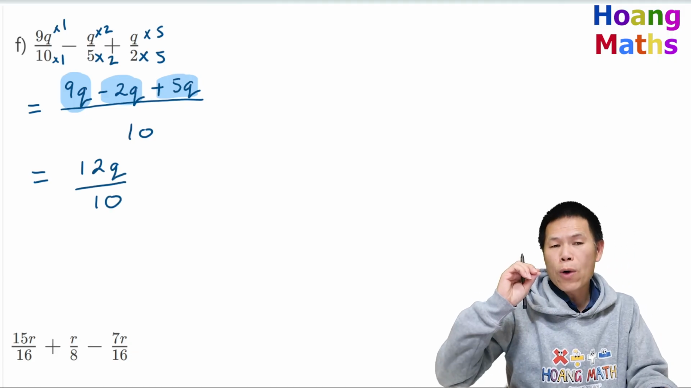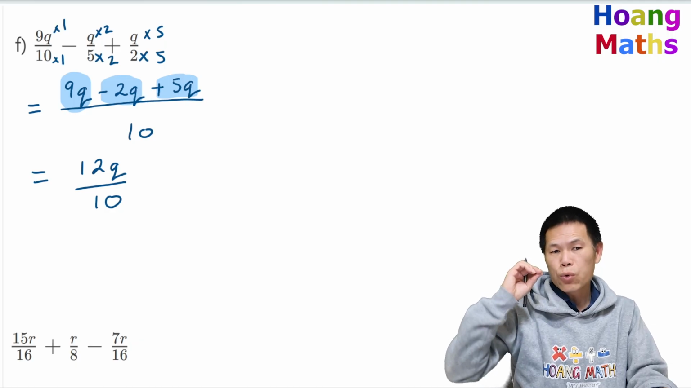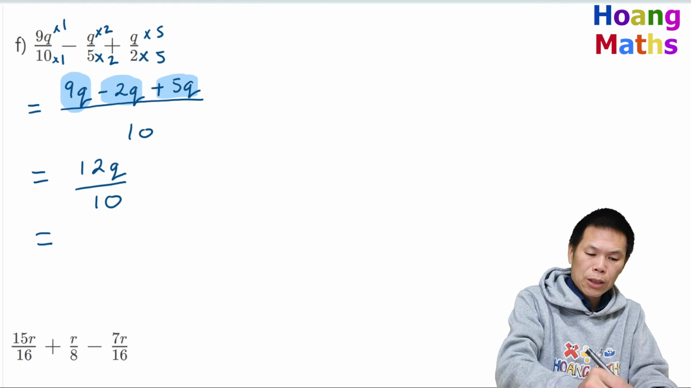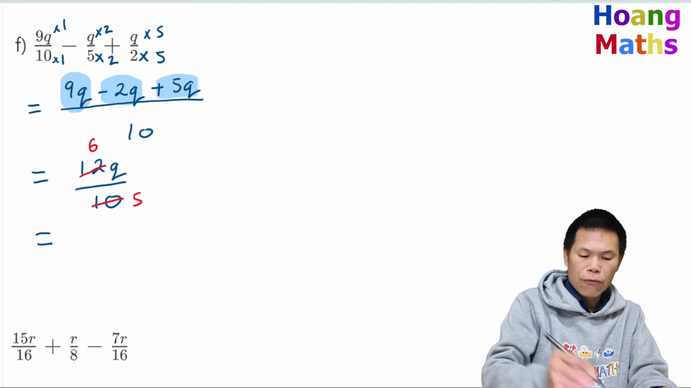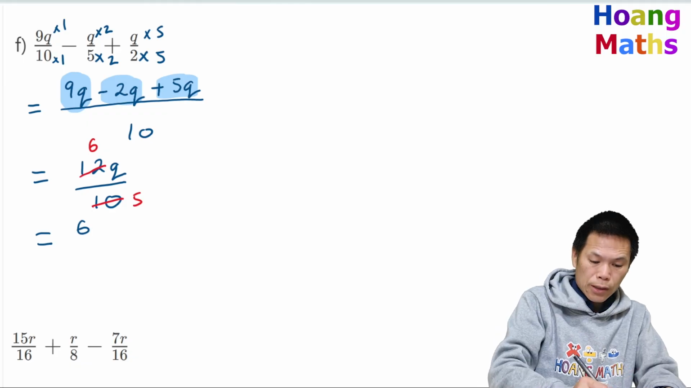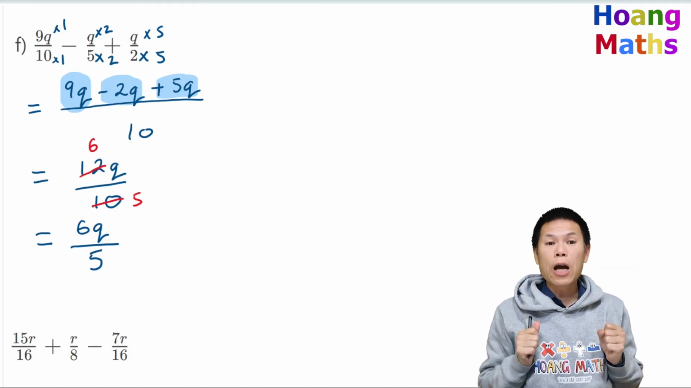But then 12 and 10 both can divide by 2, right? So therefore, 12 divided by 2 is 6. So let me just cancel this. 10 divided by 2 gives me 5. So 6q over 5. So there you go.